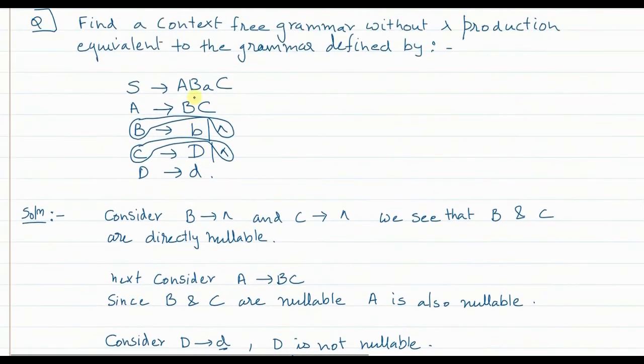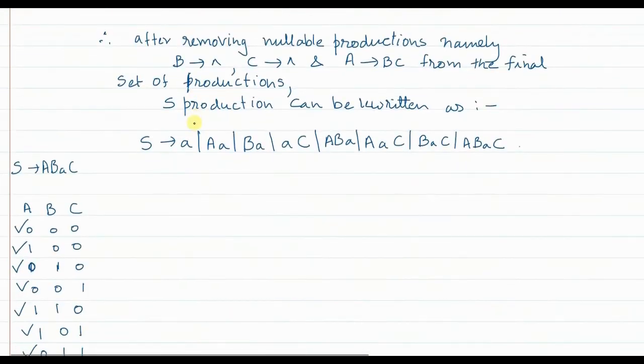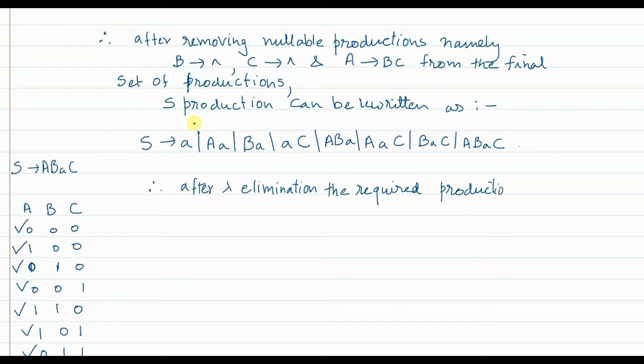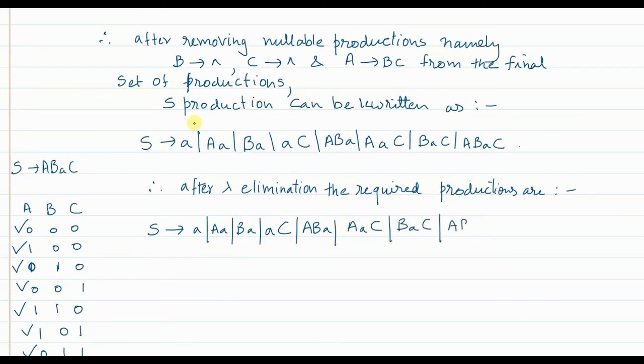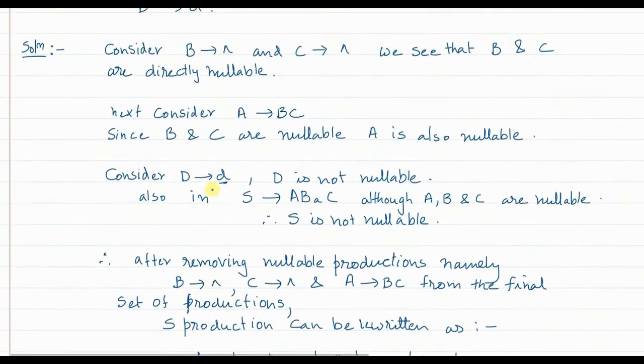Therefore, after lambda elimination, the required productions are: first, S gives a or aA or bA or Ac or aBA or aAC or bAC or aBAC. So this is the S production.